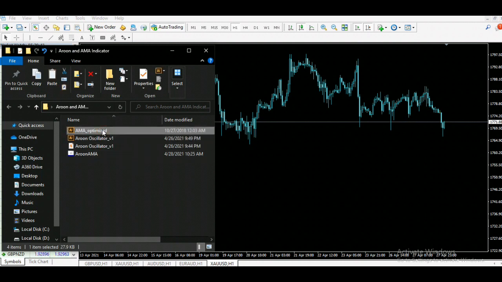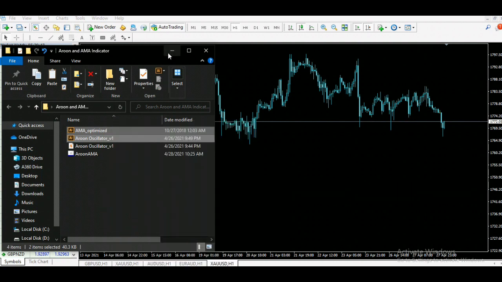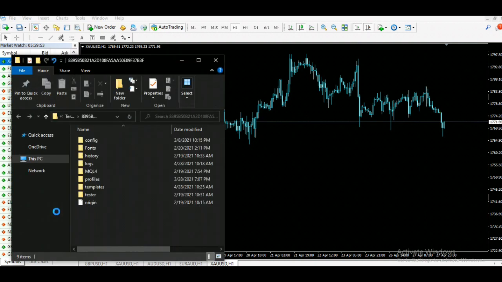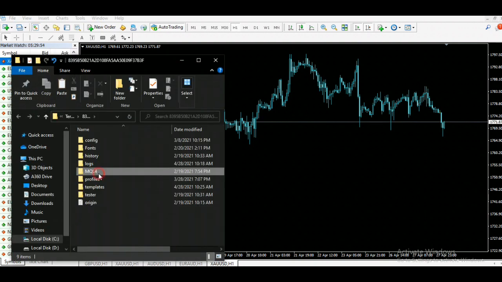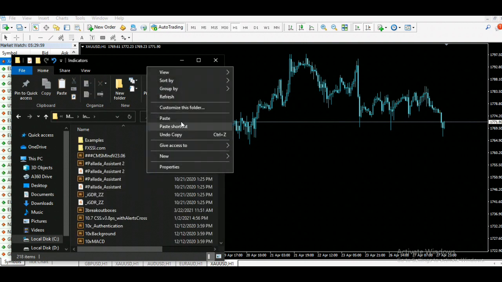MT4 free download. The Aroon AMA Optimized is used as an inner combination strategy that aims to catch huge trends, which leads to huge gains. It is a trend reversal type of strategy based on a confluence of two high probability indicators.